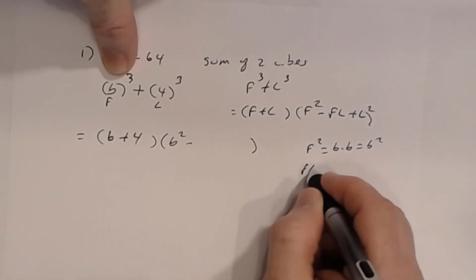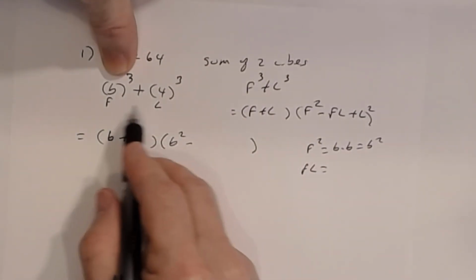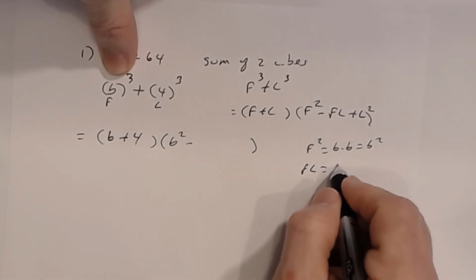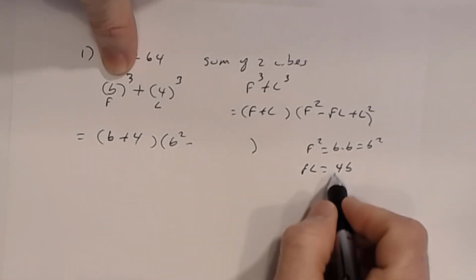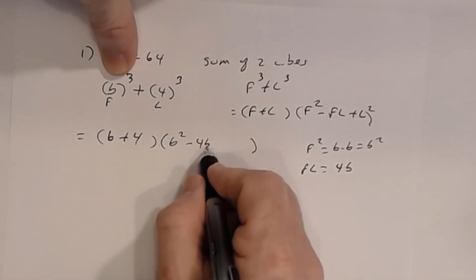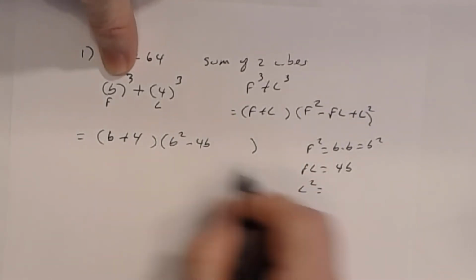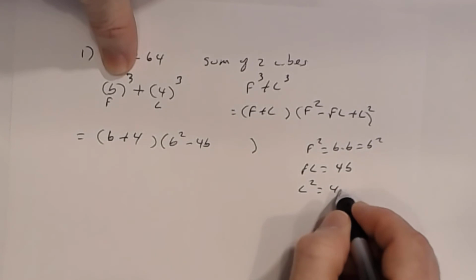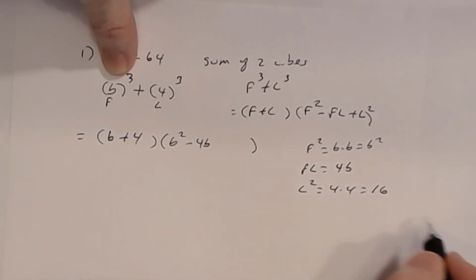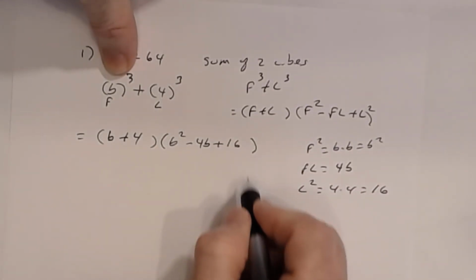and then the next part says F times L. So let's look at F times L. Remember, F is b, L is 4. So that's 4 times b. All right, so we get minus 4b. And then L squared, so L is 4. So 4 times 4 is 16. So plus 16 goes here.